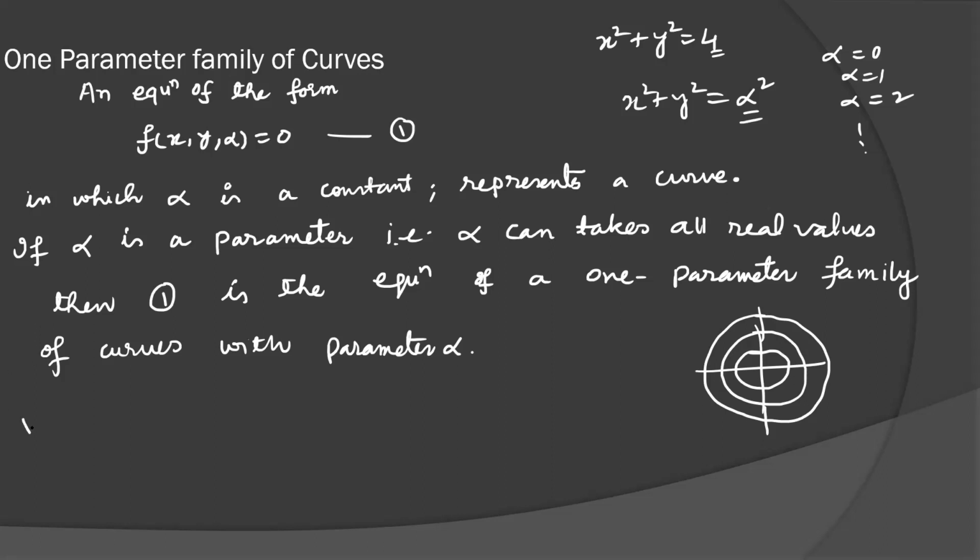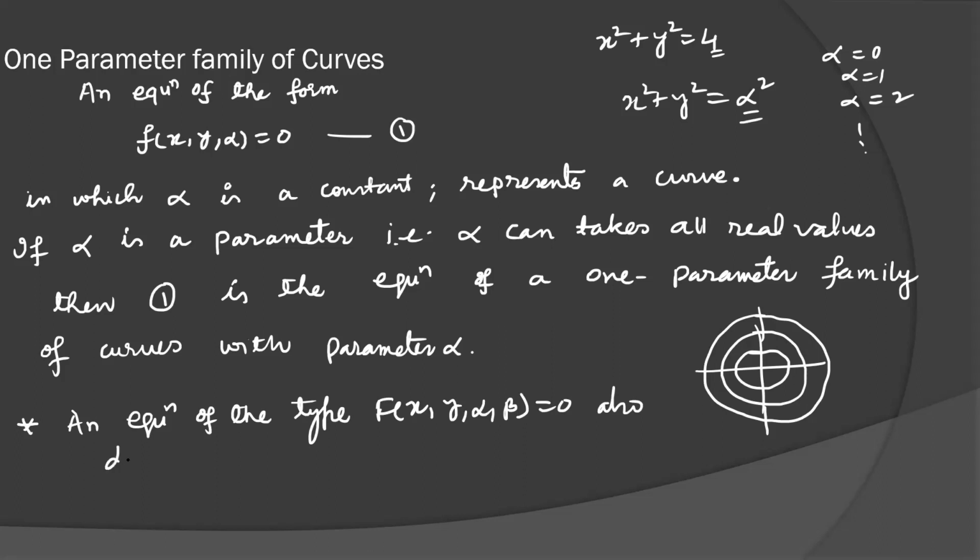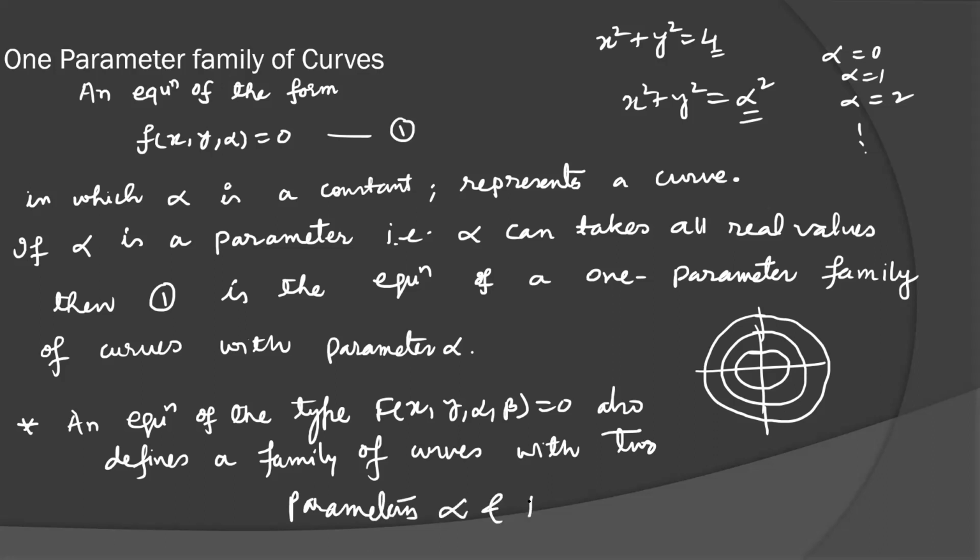Let's see one remark. An equation of the type f(x, y, alpha, beta) equal to 0 also defines a family of curves with two parameters alpha and beta. If you have two variables alpha and beta, then it will be a family of curves.